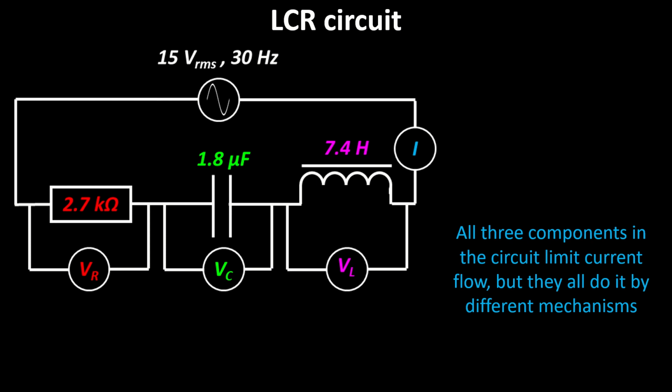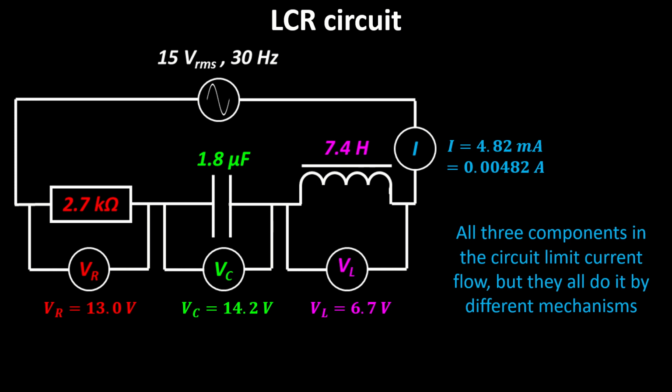Now, just for the sake of calculations, I'm also going to put in here something you could measure. If we set up a circuit like this, we would measure the resistor voltage was 13 volts, the capacitor voltage was 14.2 volts, the inductor voltage was 6.7 volts, and the current would be 4.82 milliamps, or 0.00482 amps. So I'm just going to be using those numbers as demonstration throughout.